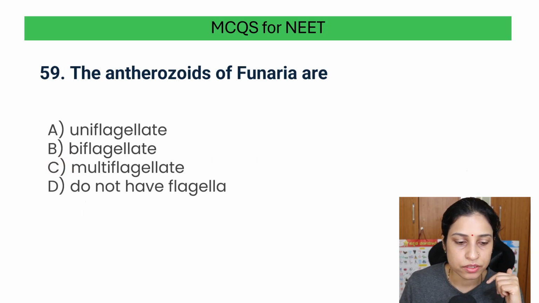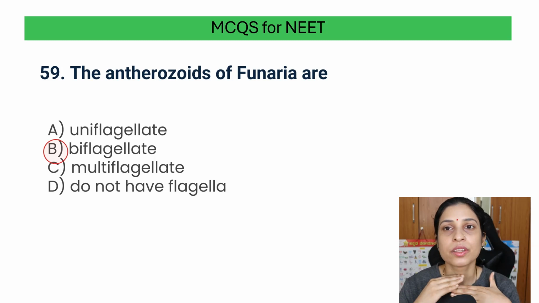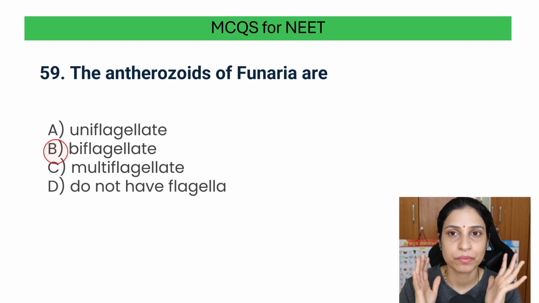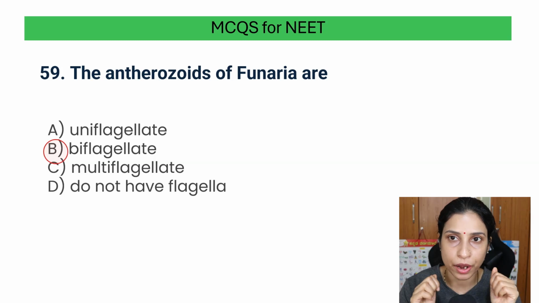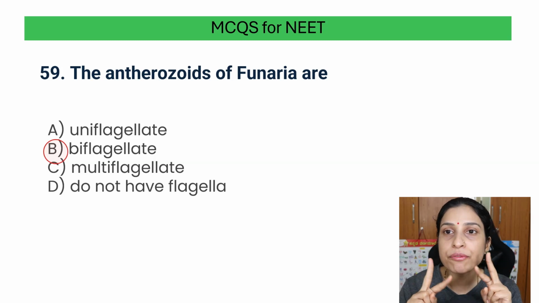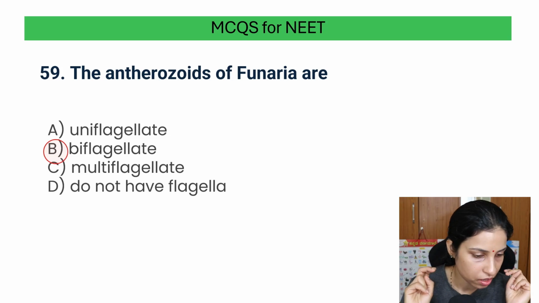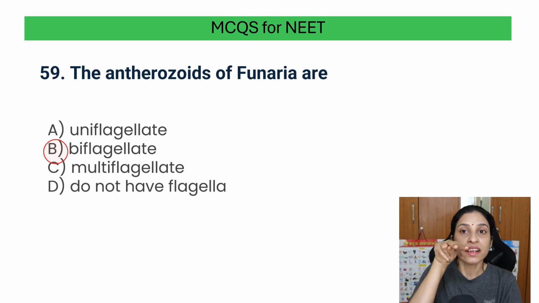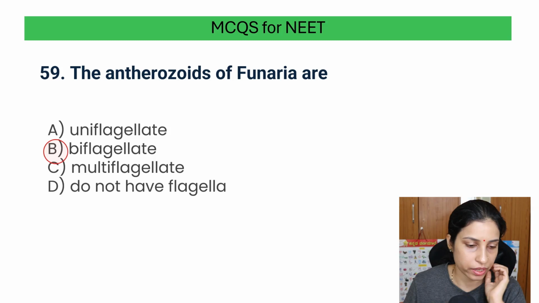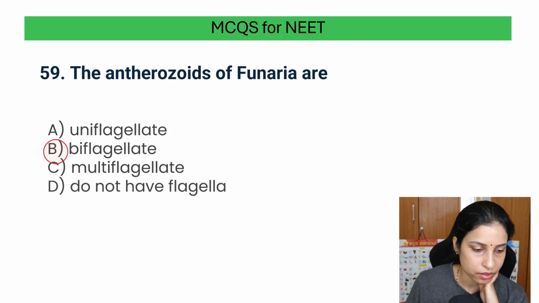Then the antherozoids of Funaria are uniflagellated, biflagellated, multiflagellated, or do not have flagella. No, they are biflagellated. Funaria or Marchantia, any species of bryophyte, they produce biflagellated antherozoids or the sperms. Okay. Next.